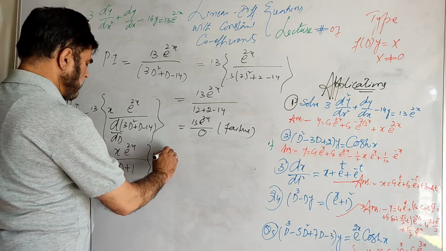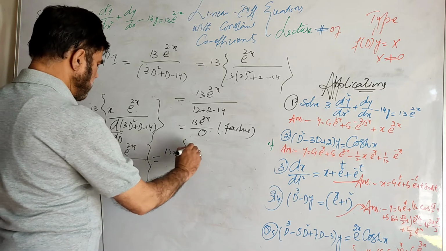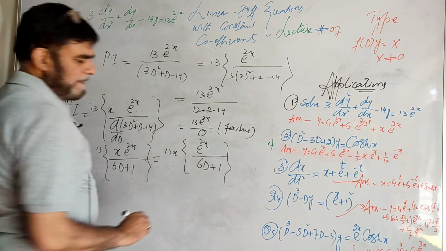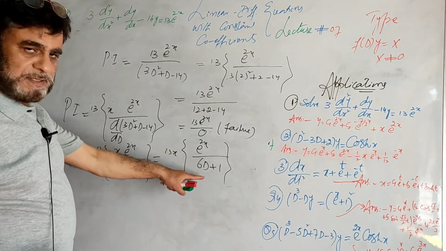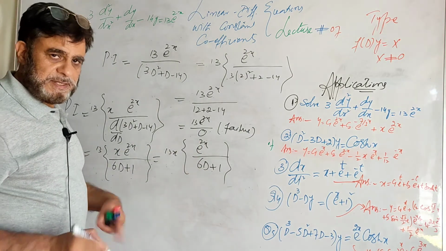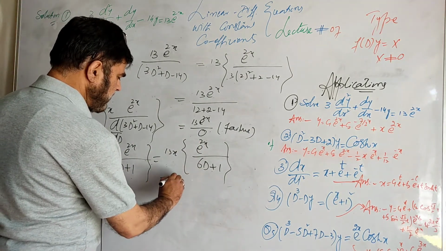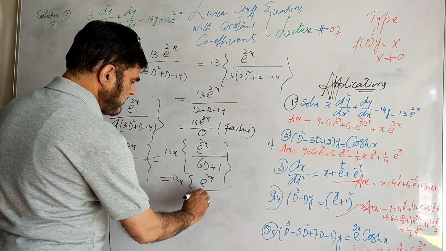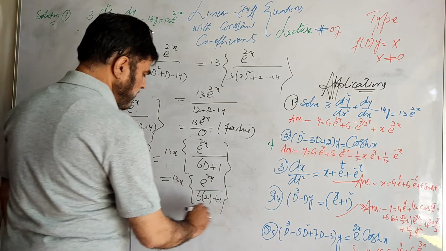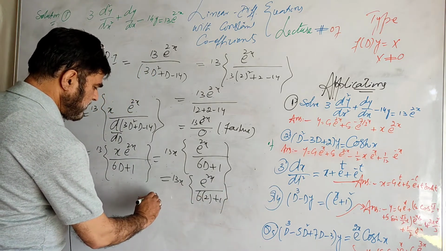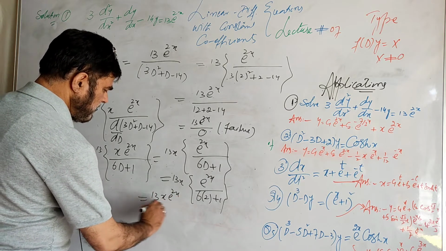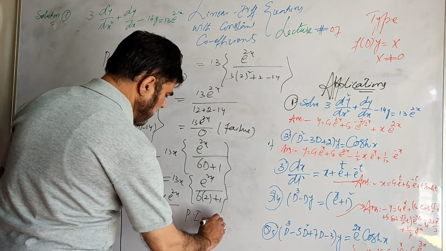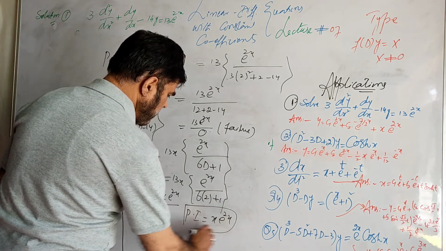Then you have 13x. You have to keep 13x out. Then it is e raised to power 2x by 6d plus 1. We have to replace now this d by 2. It is 13x e raised to power 2x by 6 into 2 plus 1. This is your 13x e raised to power 2x by 13. Therefore, your particular integral comes out to be x e raised to power 2x. This is the particular integral.